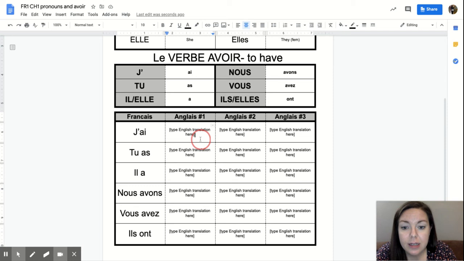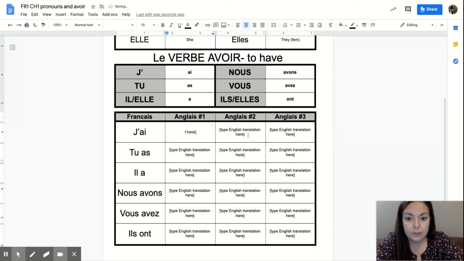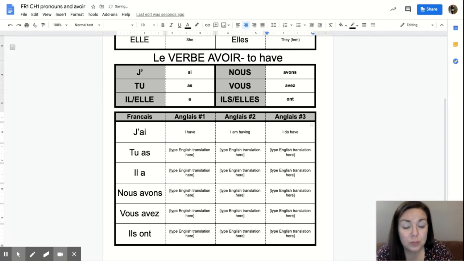So j'ai could mean I have. It could mean I am having. Or it could mean I do have. So all 3 of those in English are present tense. They're currently happening, right? They're happening in the present of the verb to have. They just mean slightly different things. But in French, all 3 of those are just translated as j'ai. I have, I am having, or I do have.